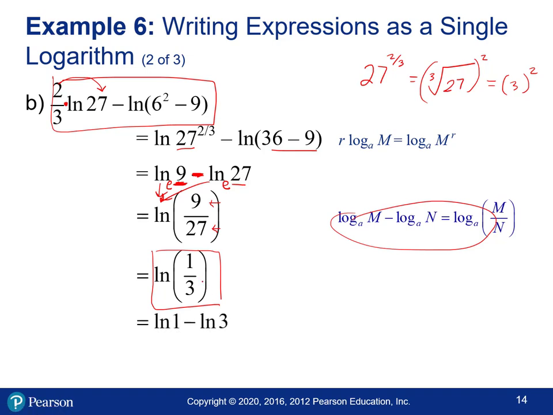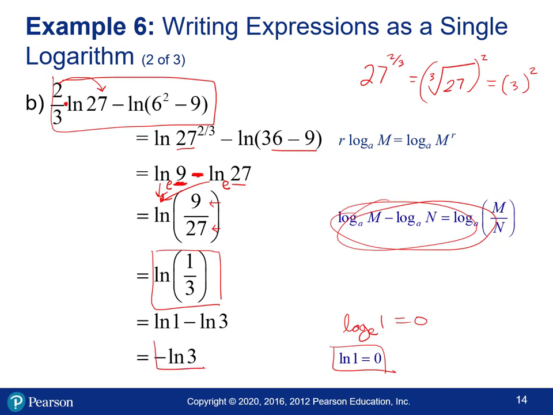And we can actually go one step further. We can re-separate this into the subtraction using our property over here. Because if you notice that ln of 1 is one of the special ones, that's always going to be 0, right? Because we know that ln of 1 is 0, or log base anything of 1 is always 0. And so this is equivalent to negative ln 3. So this whole statement became negative ln 3.